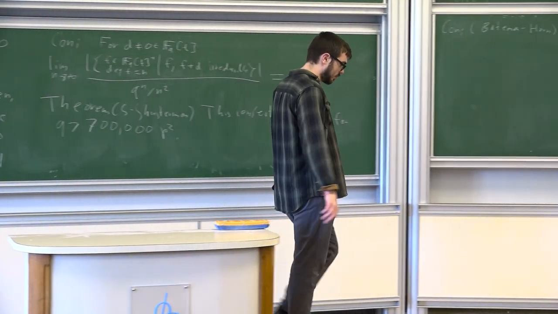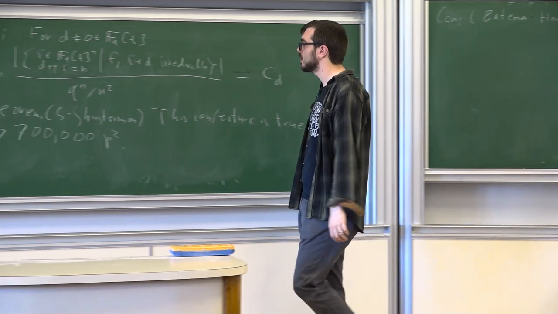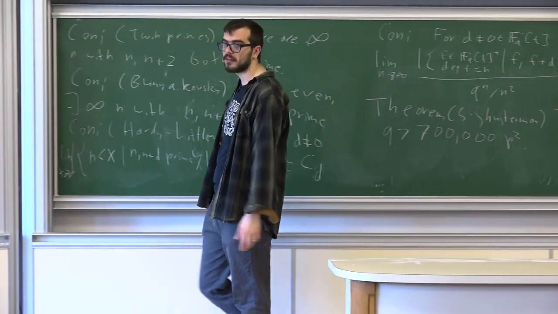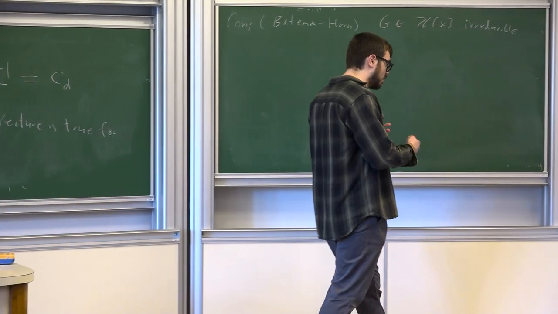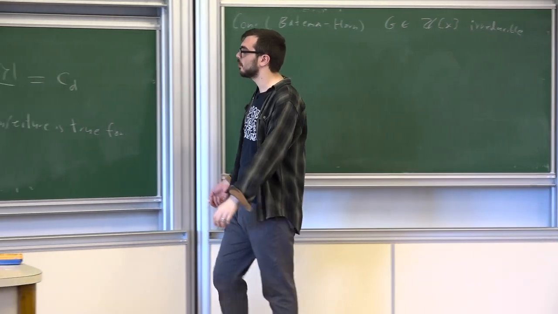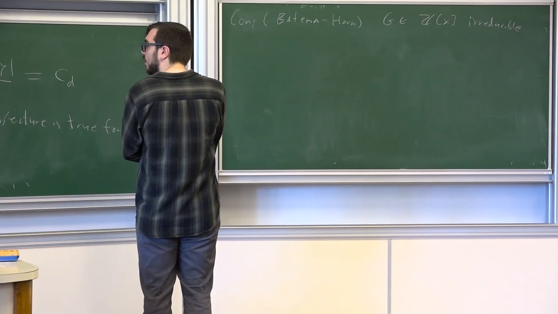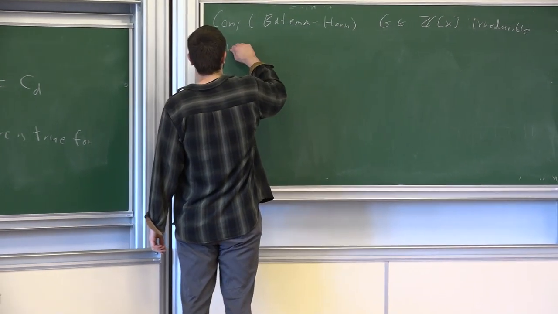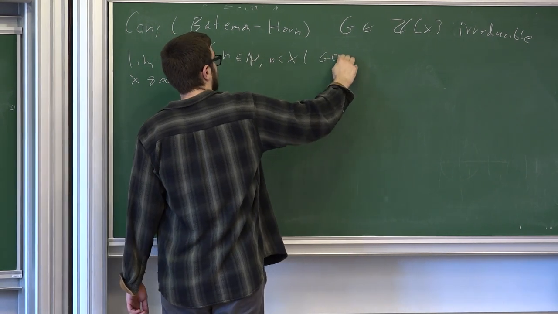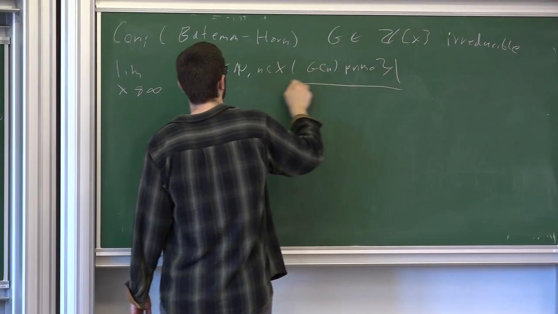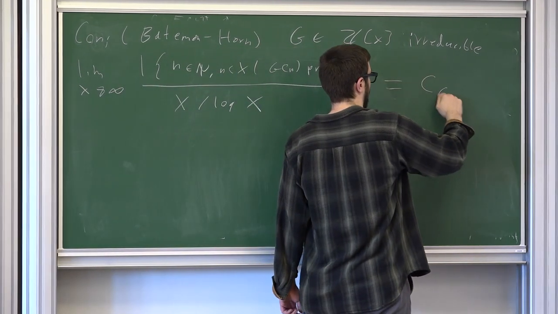It's a product of local factors. One should put a statement giving a criterion for c_d to be non-zero, because it's interesting. The statement is that it's non-zero if there's no local obstruction, because c_d is encapsulating local obstructions to irreducibility. So if you take the limit as x goes to infinity of the size of the set of natural numbers n less than x where g of n is prime, divided by x over log x, this should be some constant depending on g.